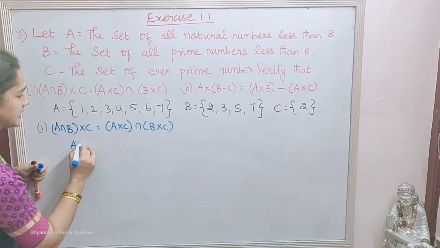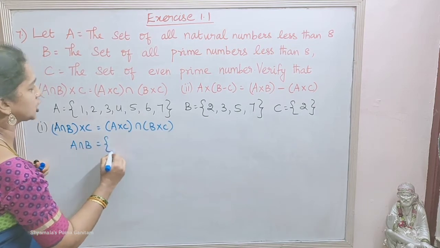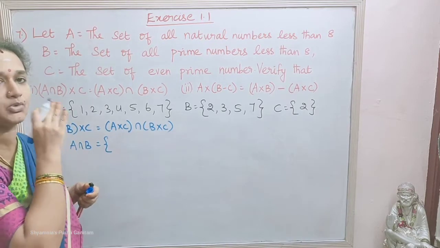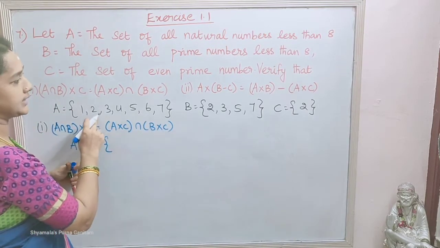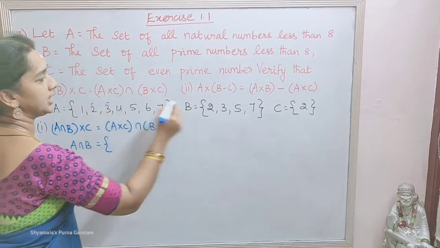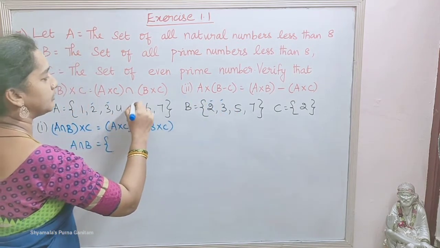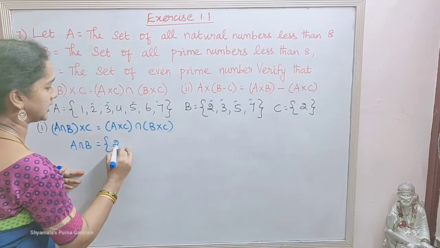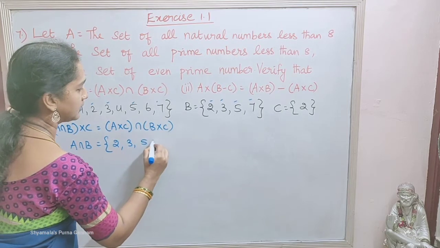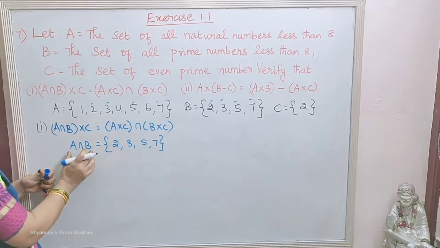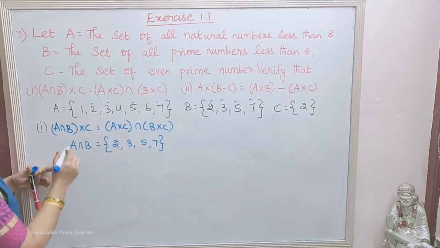First, A intersection B, the intersection of A and B. Intersection means common elements between A and B. So A intersection B: 2, 3 and 2, 3, so 2, 3 is common in both. Then 5 is there, then 7 is there. So A intersection B is 2, 3, 5 and 7. These are the 4 common elements.